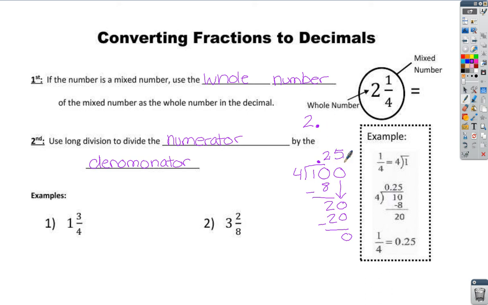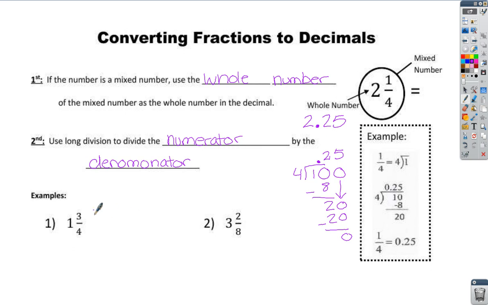Now, our decimal is not just 0.25 though. We still have this whole number floating right here. So we would have to add that 0.25 to our number. So all of our number in decimal form would be 2.25.